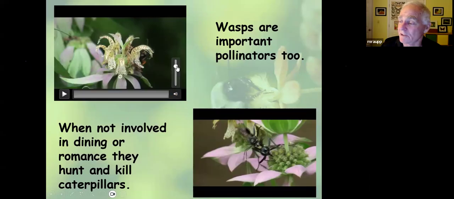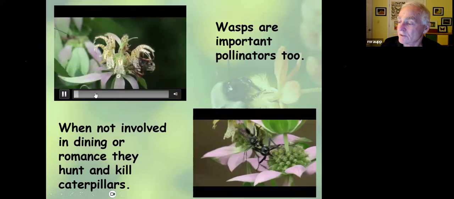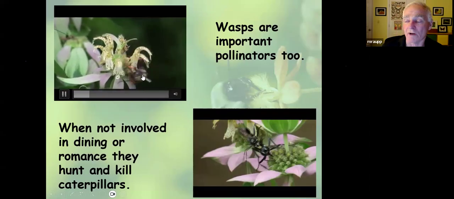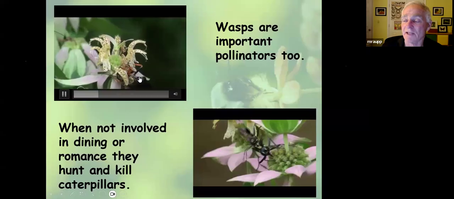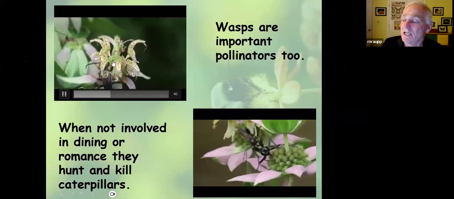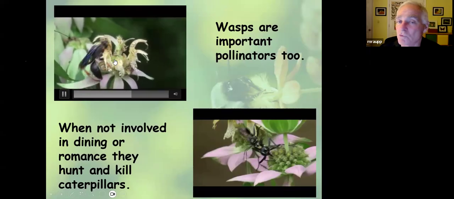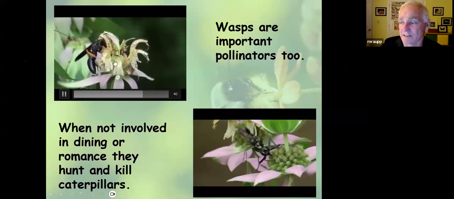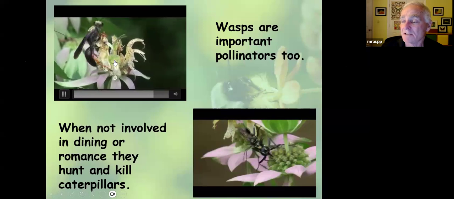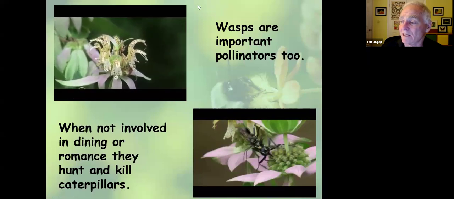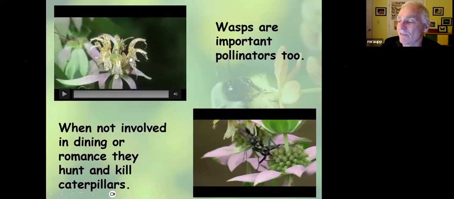Wasps, in my opinion, get a really bad rep. They're super important pollinators. This is one of the big black wasps. It's in the genus Sphex. It's pollinating spotted horsemint, which is one of my favorite plants in the garden. As you can see, I'll rerun this again. Here are the reproductive parts. The anther and the pistil are here, but the nectar is down there.